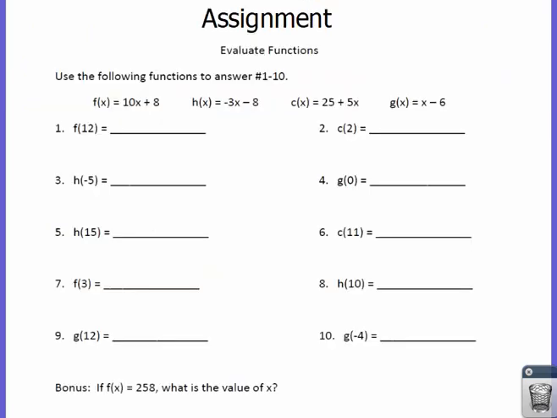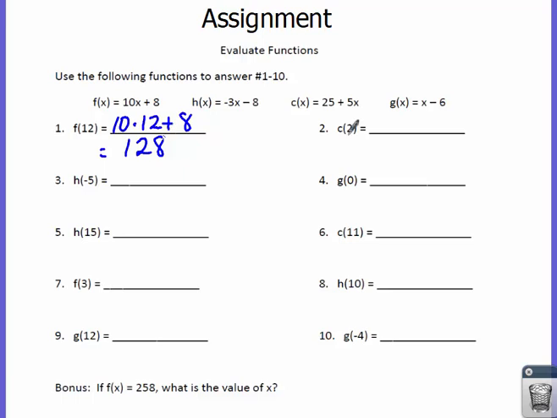So I'd like for you to work on this assignment. And you'll notice on this particular assignment, we've got 4 functions that we're going to do. We've got an f function, an h function, a c function, and a g function. So for each one of these problems, you're going to use the appropriate function to solve. So like number 1, it says that we have f of 12. So that means I need to use the f function. And wherever I see an x, I'm going to plug a 12 in. So we would do 10 times 12, and then plus 8. Okay, so 10 times 12 gives me 120, plus 8 gives me 128.